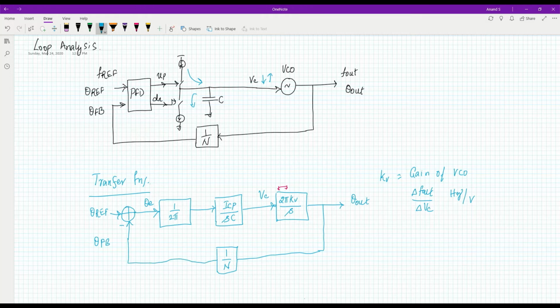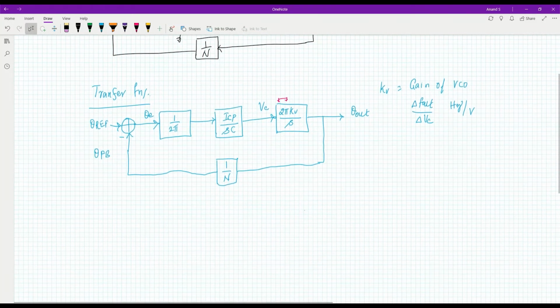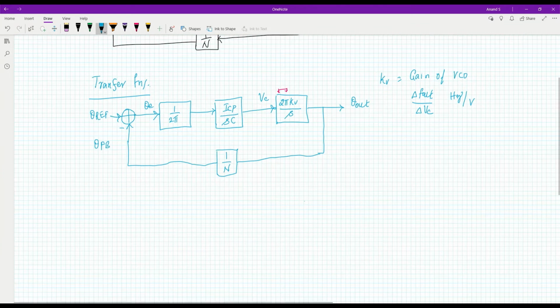Now let us derive the relationship between the input and output. There are two signal paths. One is the signal coming from input to output, which I will call the forward path. And there is another path where some amount of the output is fed back to the input. I will call this the feedback path.